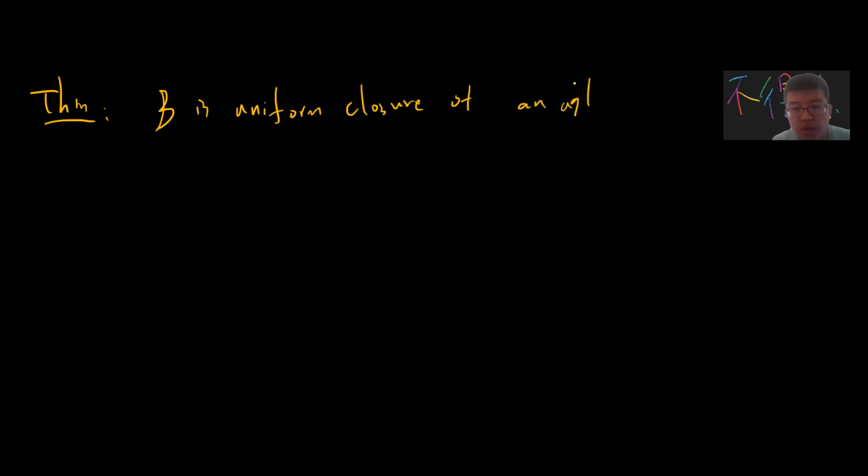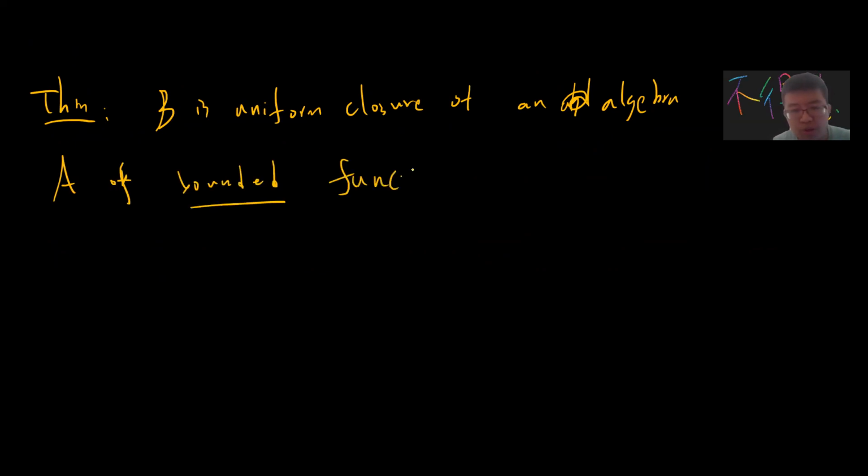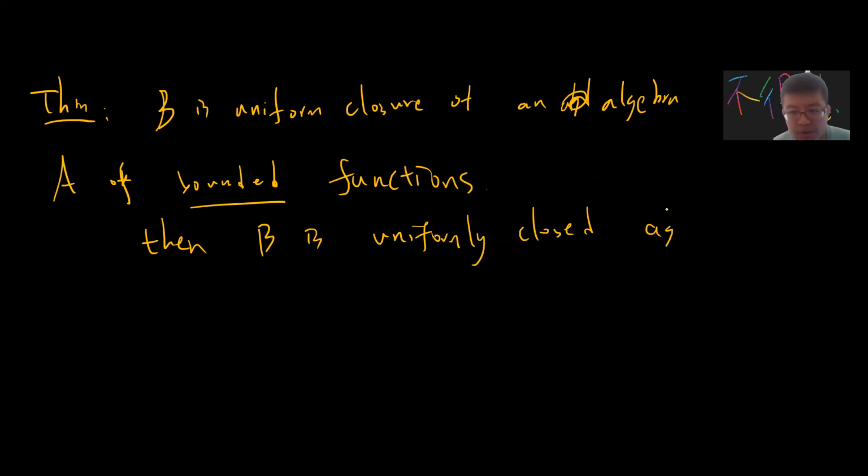Okay, so now we have a theorem. This theorem is simple. So let's say B is the uniform closure of an algebra A of bounded functions. So now I add a condition, which is bounded. Okay, but then B is a uniformly closed algebra.